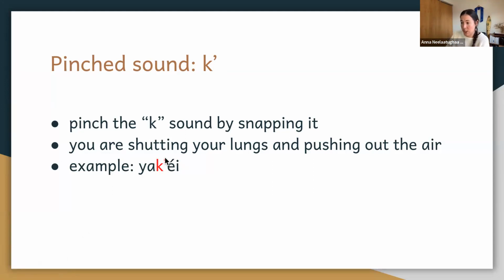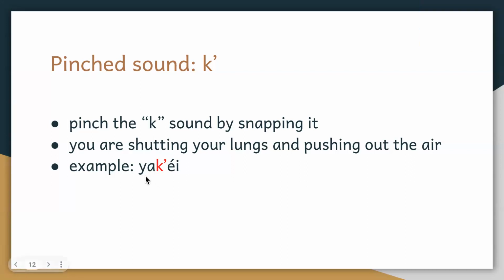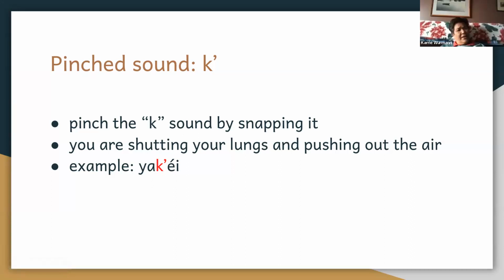If it wasn't pinched, it would sound like yake. Since it's pinched, it's yake. So repeat after me. Yake. Any questions? Let's do it again. Repeat after me. Yake. And what does yake mean in English?